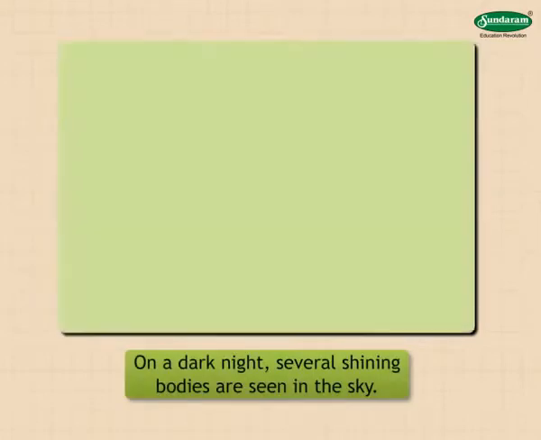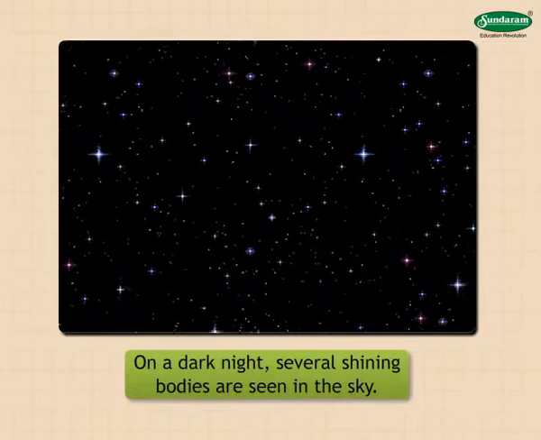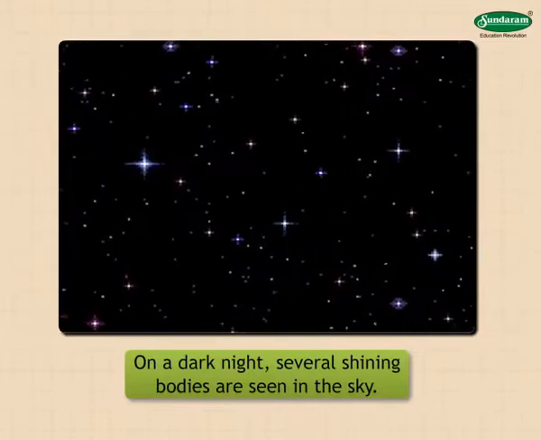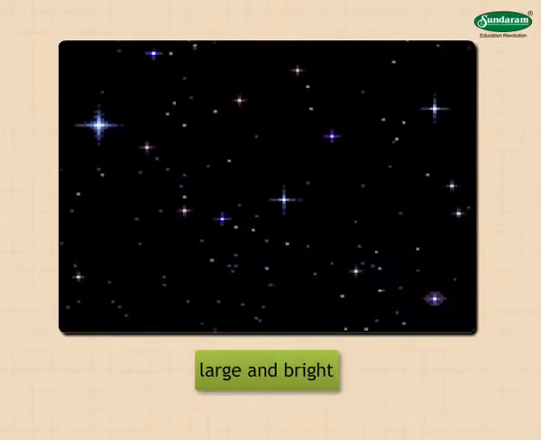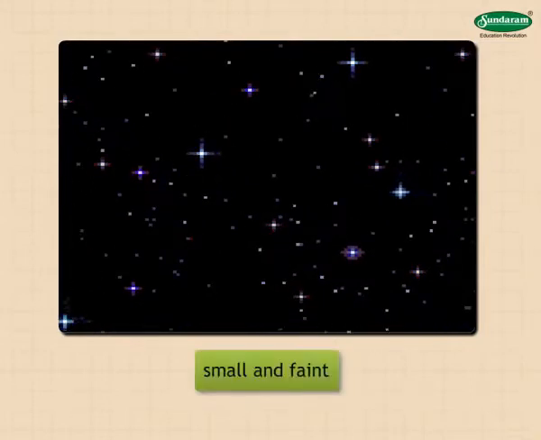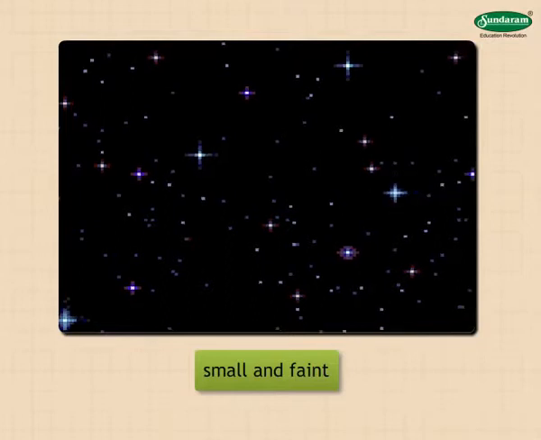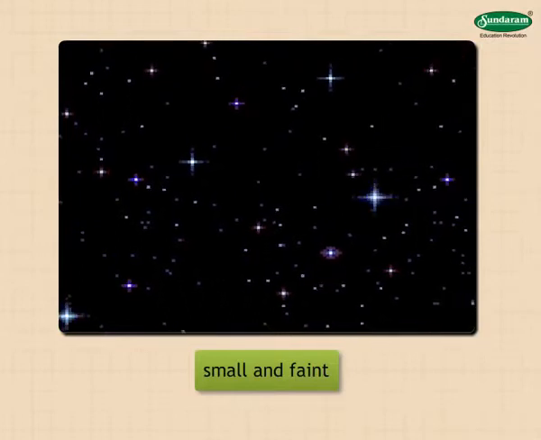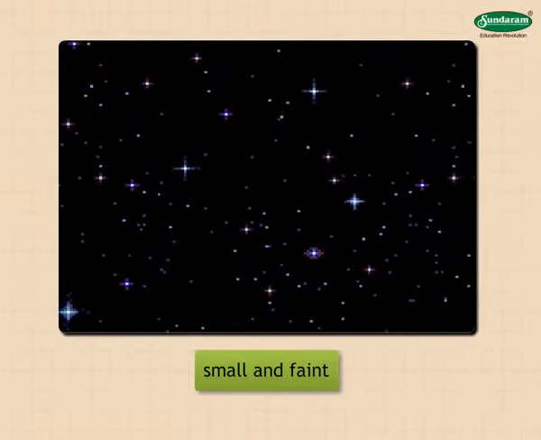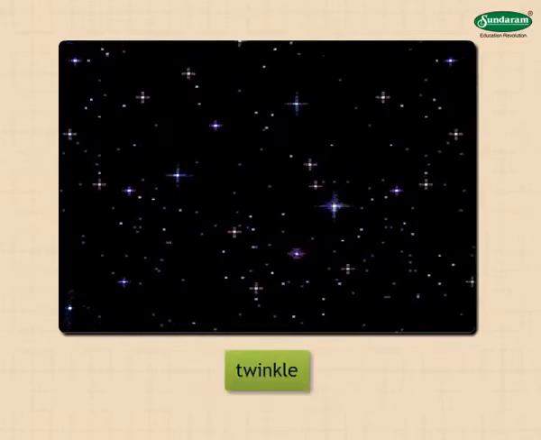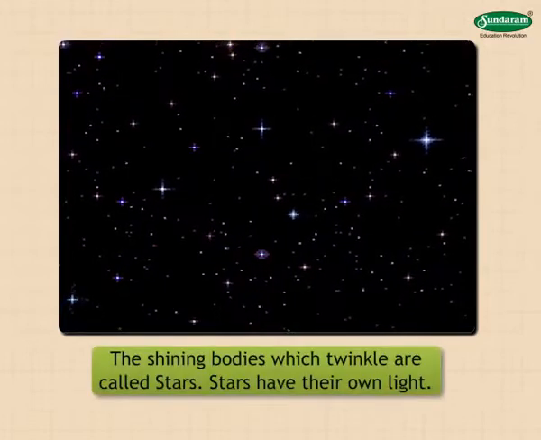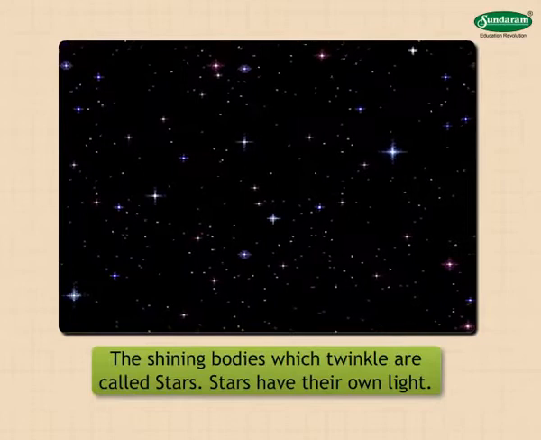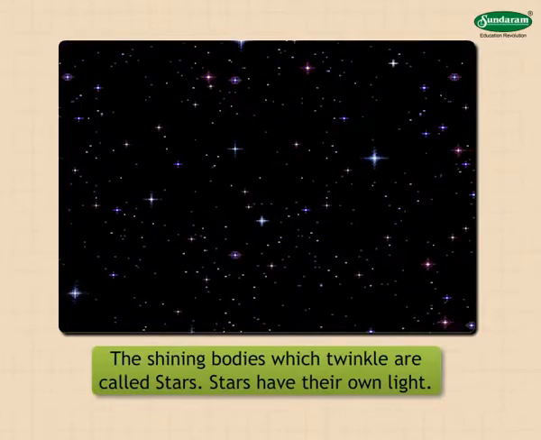On a dark night, several shining bodies are seen in the sky. Some of them are large and bright, while some are small and faint. If we observe these shining bodies carefully, we find that some of them twinkle, but others do not. The shining bodies which twinkle are called stars. Stars have their own light.